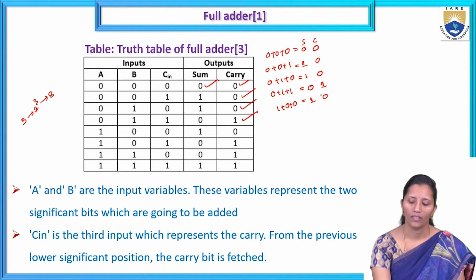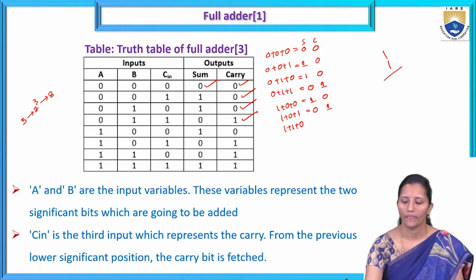So 1 carry 0. So 1 plus 0 plus 1. 1 plus 0 is 1. 1 plus 1, sum 0, carry 1. And 1 plus 1 plus 0: 1 plus 1, the sum we are going to get is 0 and carry 1. 1 plus 1 gives 1 0. Again we have to add. So 1 0: this is sum, this is carry. So it is 0, it is 1.